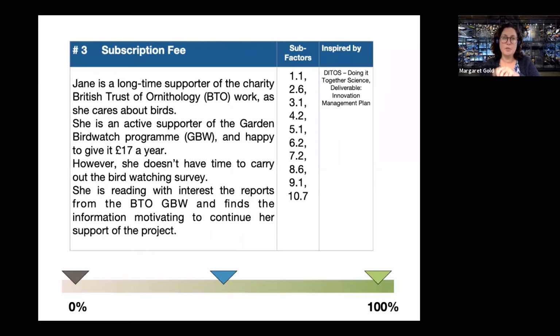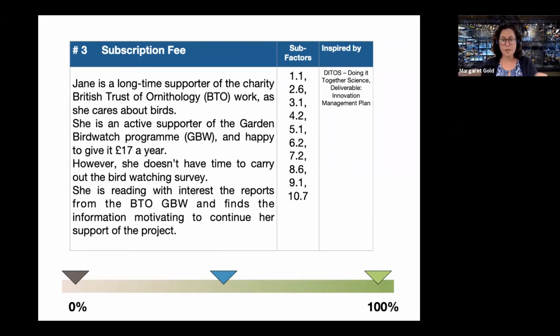This is vignette number 3, which we've given a nickname, subscription fee. They're all written in the case of an individual that's engaged in an activity. There you see the list of sub-factors that we drew on that fed into this particular scenario. And in many cases, these were inspired by existing citizen science initiatives. So this particular one was inspired by a piece of work done in the DTOS project, the Doing It Together project.